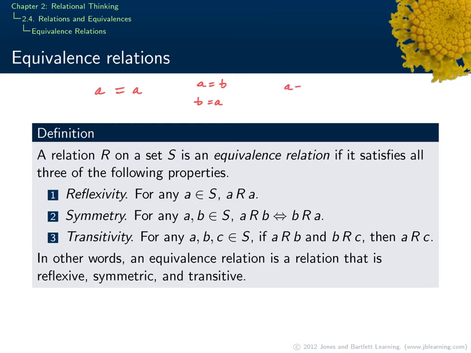Like if I know that A is equal to B, and I know that B is equal to C, then that should imply that A is equal to C. So these three properties, which we call the reflexive property, the symmetric property, and the transitive property, those are properties of equality that we want to hold for any equivalence relation, right? So again, a relation R on a set S is an equivalence relation if it's reflexive, if it's symmetric, and if it's transitive.